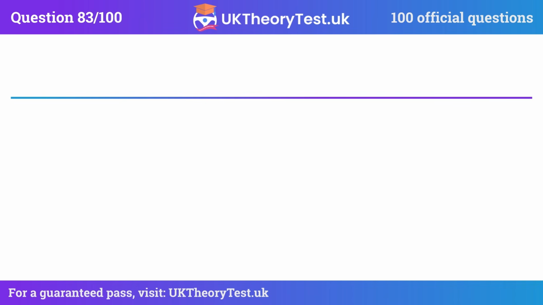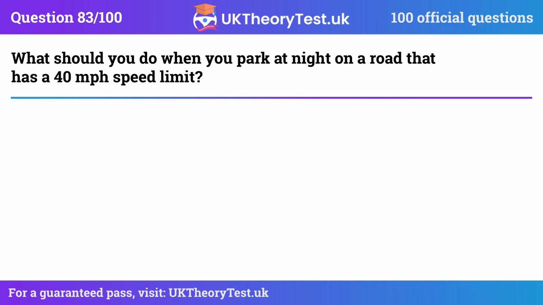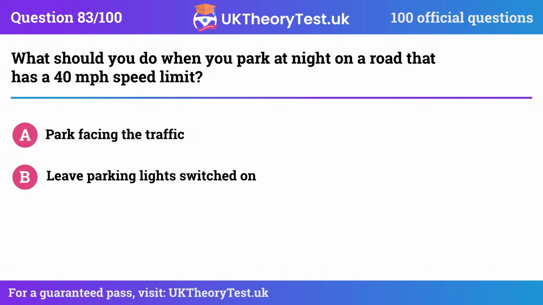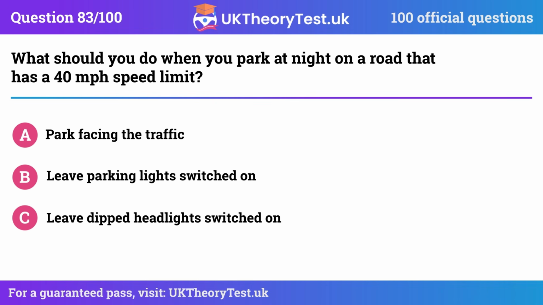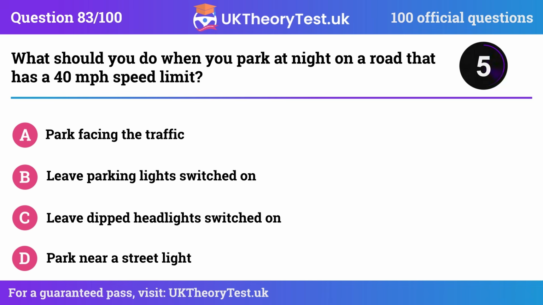Question 83. What should you do when you park at night on a road that has a 40 miles per hour speed limit? A. Park facing the traffic. B. Leave parking lights switched on. C. Leave dipped headlights switched on. D. Park near a street light.